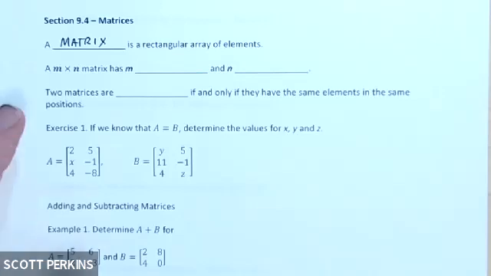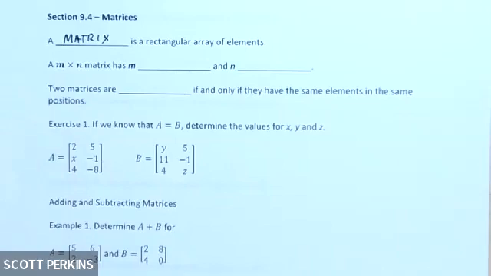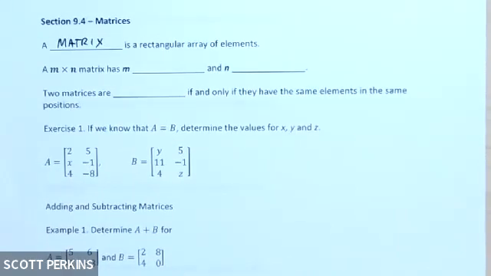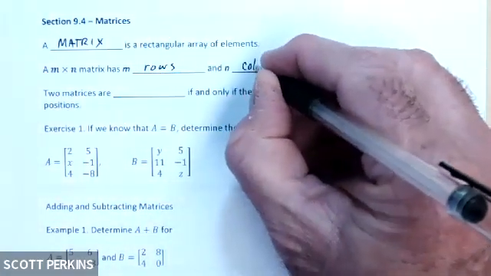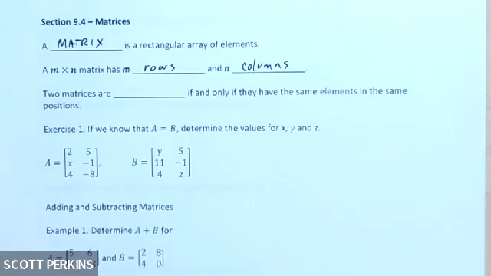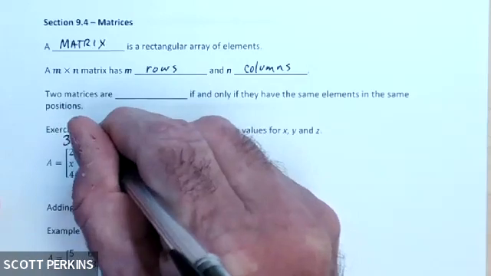Okay. So when we label a matrix, we label it M by N, and an M by N matrix means it has M rows and N columns. So when we talk about matrices, that's how we label them depending on how many rows and columns we have. So for instance, matrix A right here that we're going to do a problem with in just a minute, that would be a 3 by 2 matrix. It has 3 rows and 2 columns. So this is a 3 by 2 matrix.